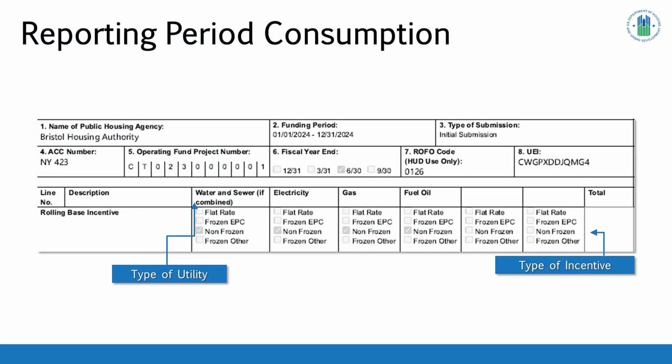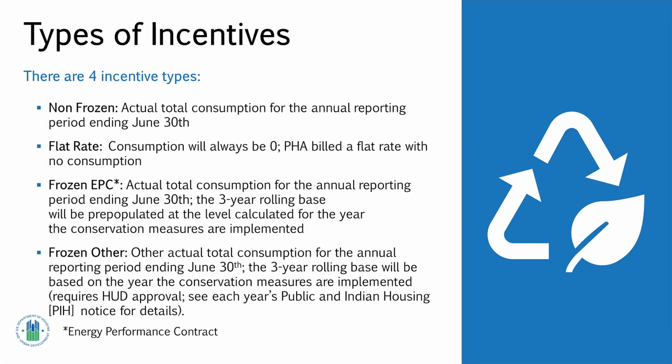When we look at the beginning of HUD Form 52722, you'll see there's a column for each type of utility the authority has. The utilities that you see at top is only some. We could have steam, water and sewer could be separated and not combined. So that's the type of utility. And then just beneath that, we have the type of incentive. And there are typically 4 types of incentives: non-frozen, flat rate, frozen EPC, frozen other.